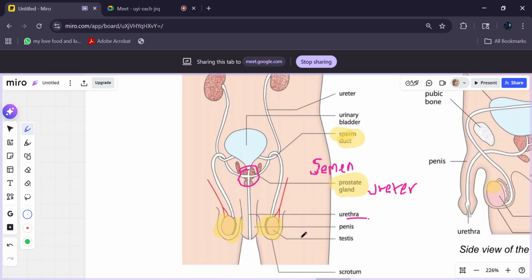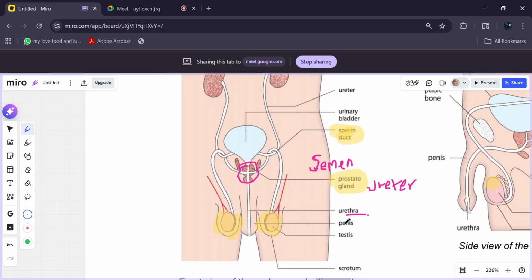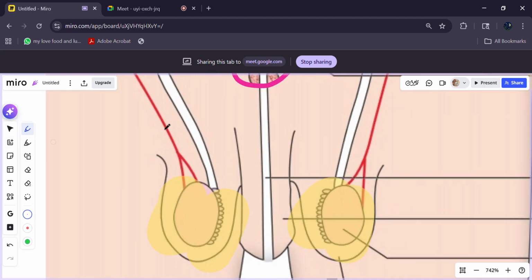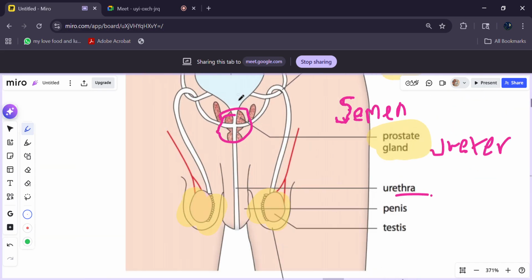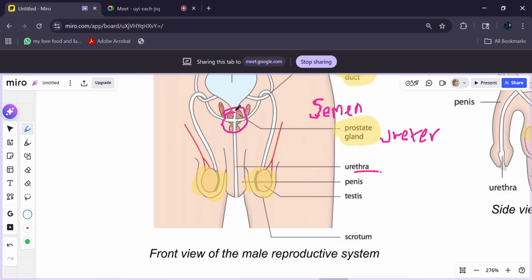Now let's move on finally to the urethra. This is the urethra, this long tube that connects the sperm duct and the urinary bladder. The urethra is a tube that passes from the bladder through the center of the penis to the outside of the body. Both semen and urine pass out of the body through the urethra.